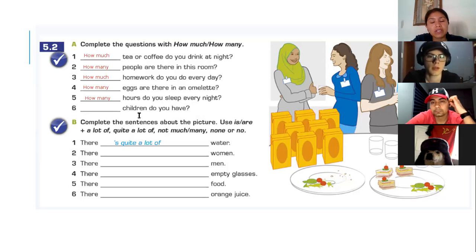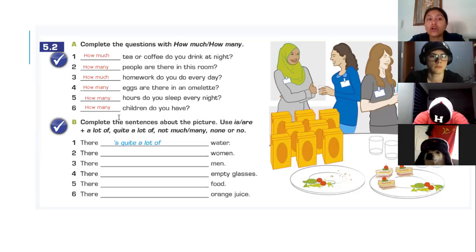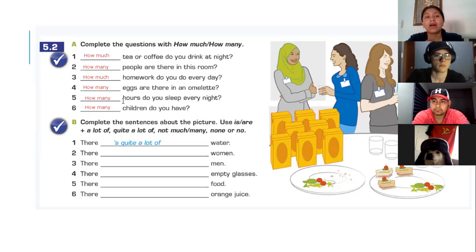Number 6. It says, how many children do you have? How many? Very good. Recuerden, cuando hago preguntas con much es para no contables. Cuando hago preguntas con many es para contables y tengo que usar en la pregunta la versión plural de ese contable, ¿ok? No voy a decir how many egg. I have to say how many eggs. I'm not gonna say how many person. I have to say how many people. I'm not gonna say how many child. I have to say how many children, okay? I have to use a plural version of it.